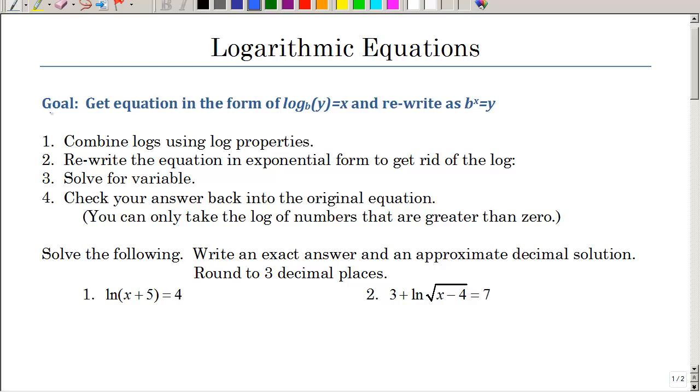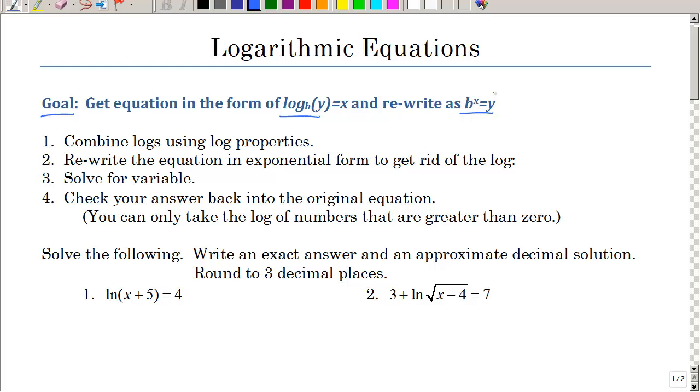In this lesson, we will be learning how to solve logarithmic equations. We will use our properties of logs in order to solve these equations. First of all, we have a goal. Our goal is to get the equation in this form and then rewrite it by getting rid of the log in what we would call exponential form.